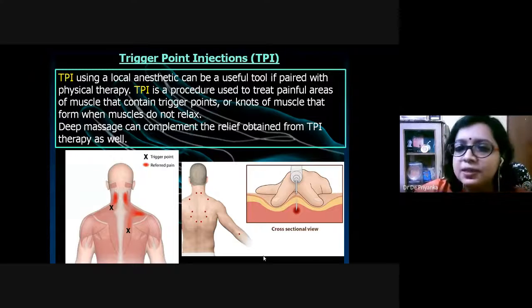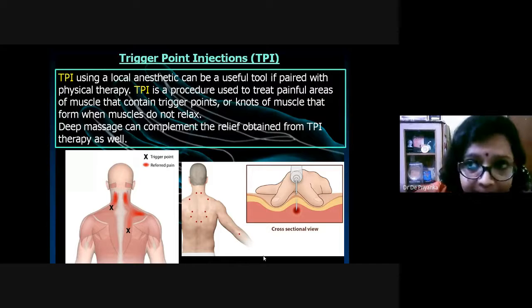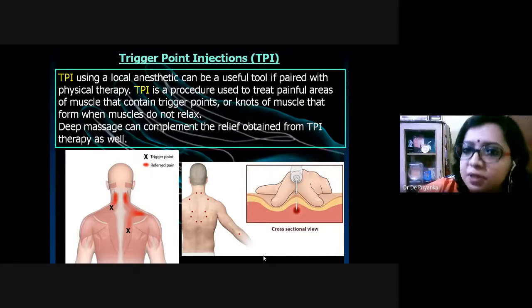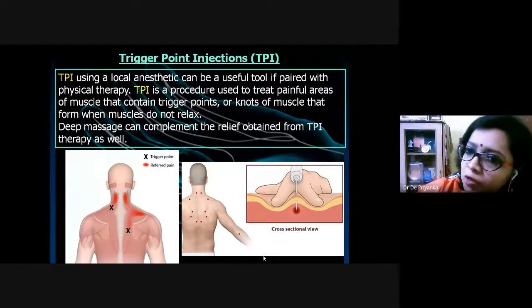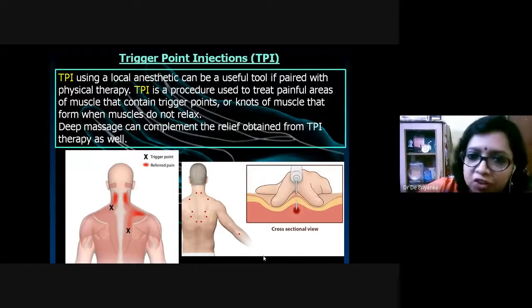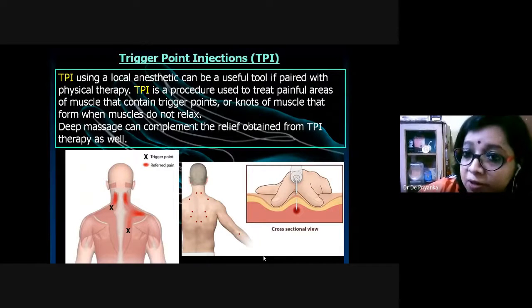Trigger point injection means giving a type of local anesthetic at the particular trigger point where you are having pain, followed by physical therapy. If you numb that particular region through the anesthetic, obviously the pain sensation will be temporarily withdrawn. Then you stretch with the help of the physiotherapist. You simply stretch that region or massage it, and that will ultimately help you release the knots of the muscle, which are the trigger points.